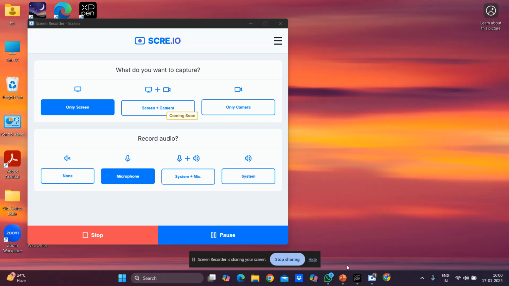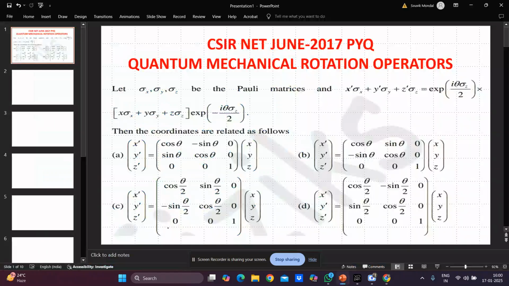Okay, so today I am going to discuss another interesting problem. It is a CSIR NET PYQ, CSIR NET June 2017 PYQ. It is an important topic of quantum mechanical rotations, because this topic is a bit rare. You can find PYQs in NET, JEST and GATE exams also, but many questions don't come from this topic. This topic is a bit rare.